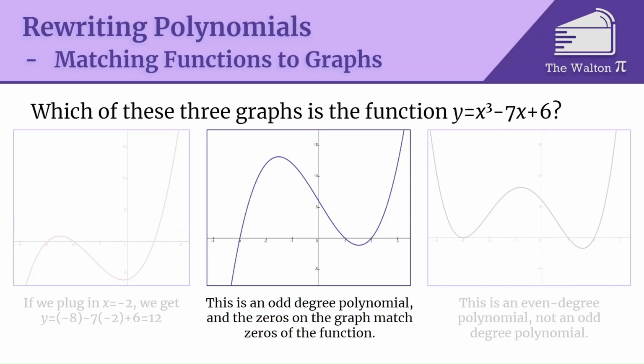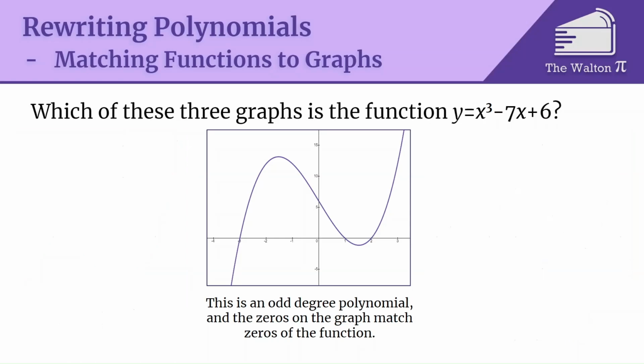It's an odd degree polynomial, and the zeros match the zeros of the function. You can test that, plug in -3, +1, and +2. All of those make this function 0, and so this is in fact the graph of the function.